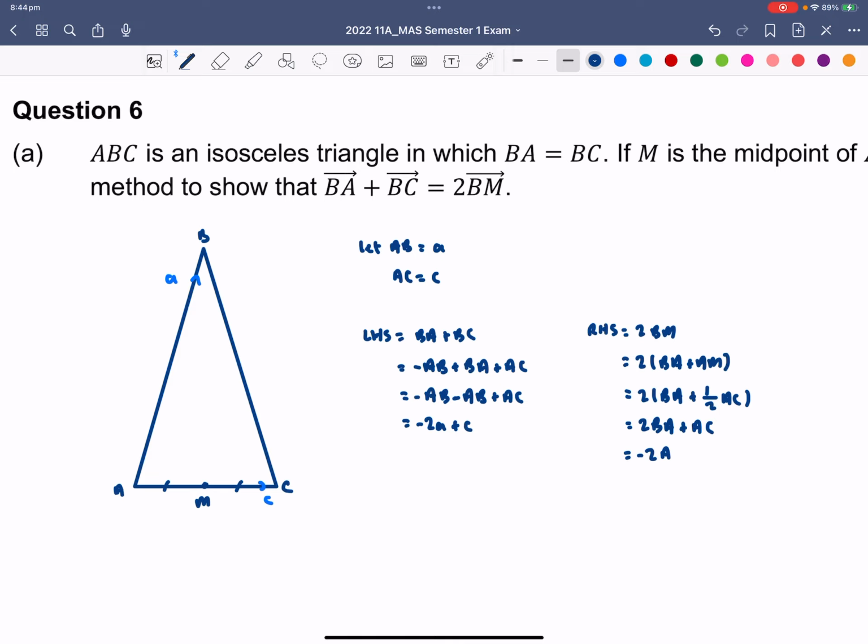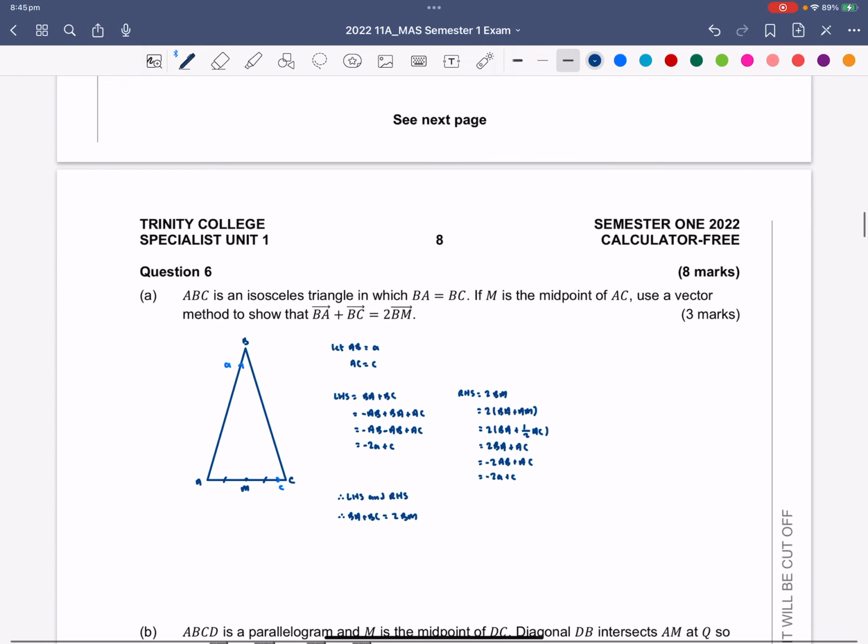And now where am I at? I'm at minus 2A plus C. Great, that's minus 2A plus C, that's minus 2A plus C. Therefore, left-hand side equals right-hand side. And basically, therefore we've proven that the vector BA plus BC equals 2BM. Cool? That's it. Pretty easy proof. Next one. Ooh, 5 marks. Maybe this one's a bit harder.